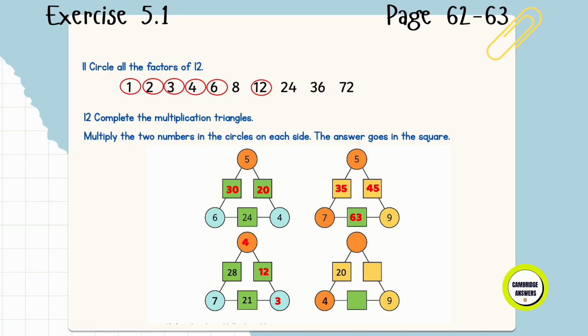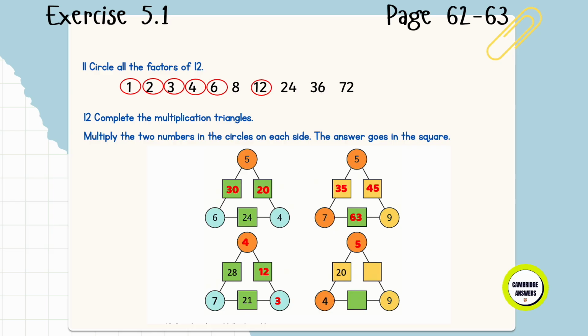For our last triangle, only 3 clues are given. Left square, 20. Left circle, 4. Right circle, 9. Let's solve. What times 4 is 20? 5 times 4 is 20. So the top circle must be 5.